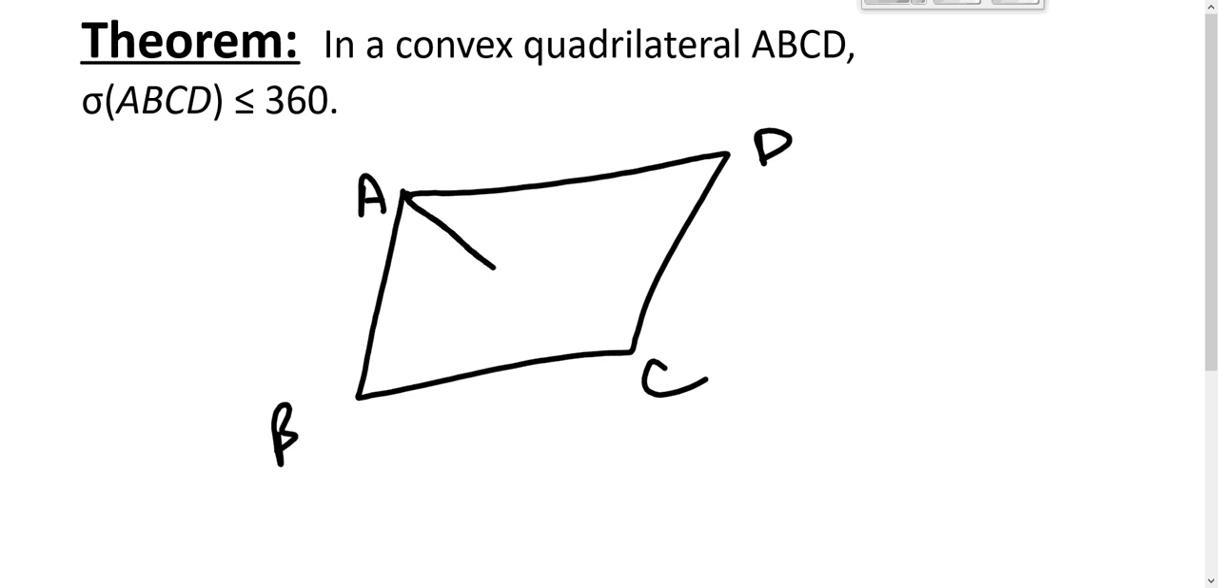Should be straightforward. We draw in diagonal AC. We get a pair of triangles. The angle sum for triangle ABC is 180. The angle sum for triangle ACD is 180. And these two angle measures add up to the measure of angle C, and these two angle measures add up to the measure of angle A. And so the angle sum for ABCD is no bigger than 360. It is a direct corollary of the Saccheri-Legendre theorem.